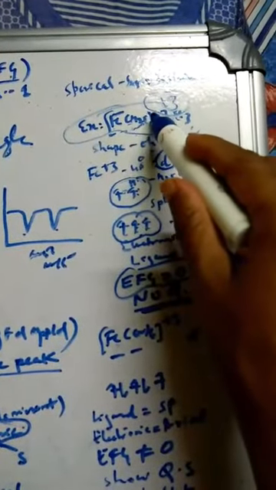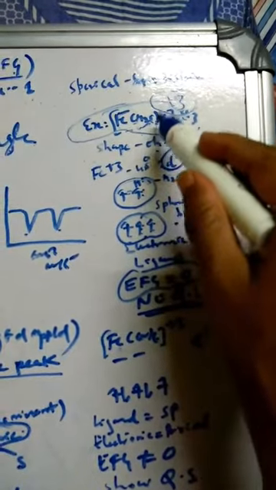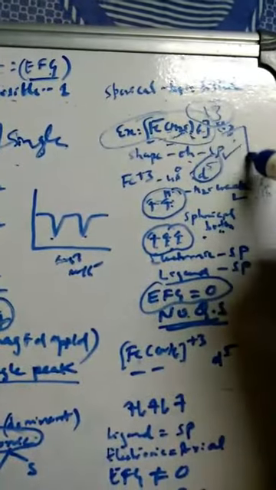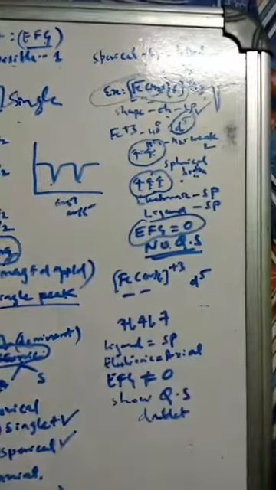When the electric field gradient is 0, will it show quadrupole splitting? No. This complex is not going to show quadrupole splitting, but only a single peak like this.